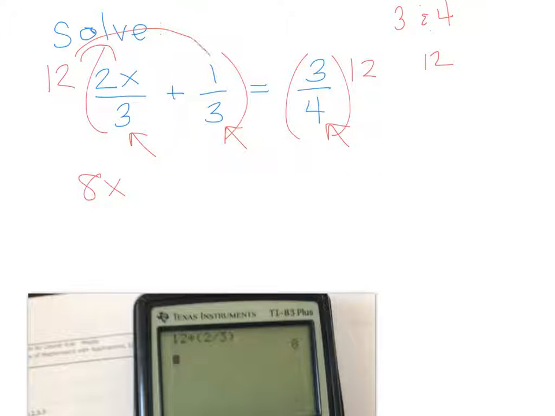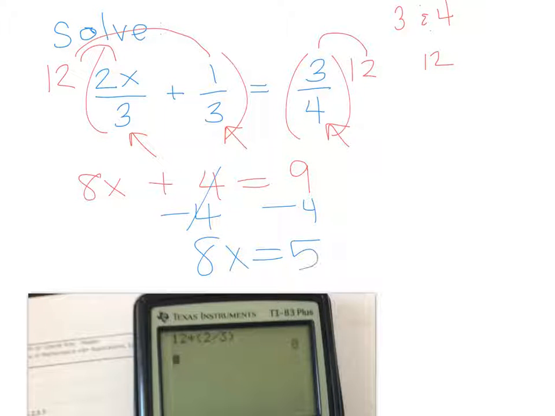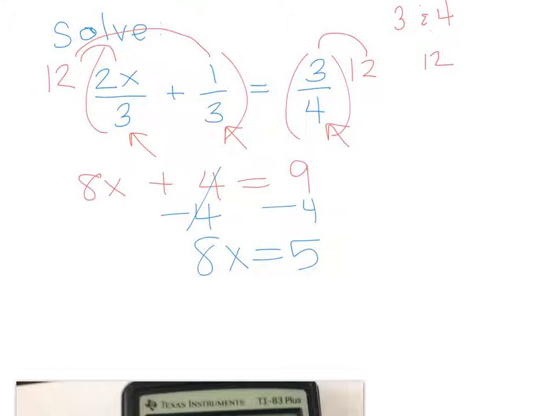Now I'll do the same thing for 12 times 1/3, which is going to give me 4. And then I'm going to take 12 times 3/4, which is going to give me 9. Then you don't have fractions anymore, so solving should be pretty straightforward. Subtract your 4. And last, you'll want to divide by your 8.